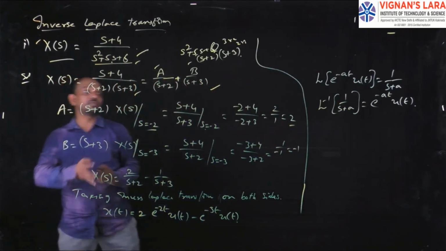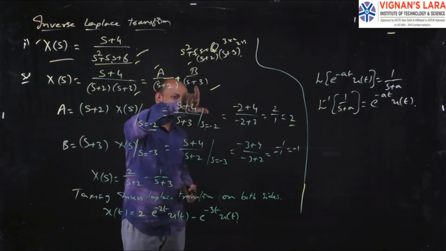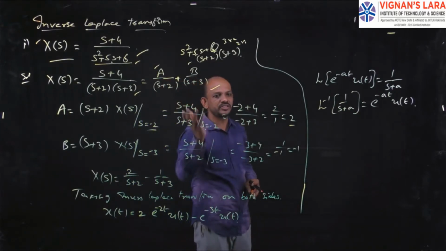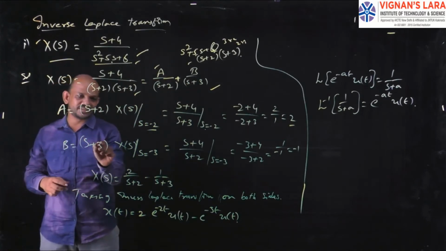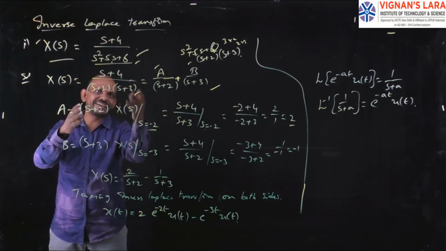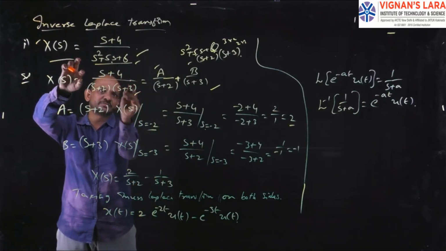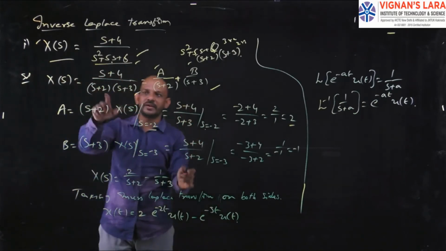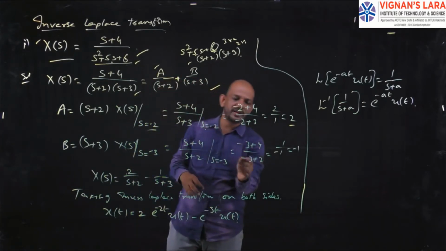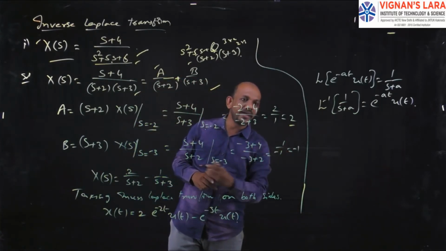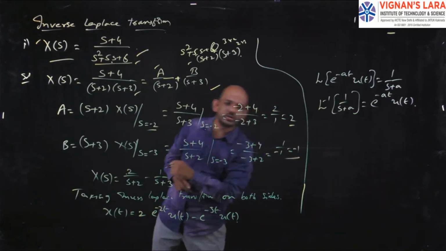In the same way, if you want to find out the value of B, what do you do? I have to multiply the function X of s with s plus 3, and substitute s as minus 3, because s plus 3 equals 0, so s equal to minus 3. So B equals s plus 3 into the complete function at s equal to minus 3. If I multiply this function with s plus 3, s plus 3 gets cancelled, and I have s plus 4 by s plus 2, where s equals minus 3. Substitute: minus 3 plus 4 by minus 3 plus 2. Minus 3 plus 4 is 1, minus 3 plus 2 is minus 1. 1 by minus 1 equals minus 1.